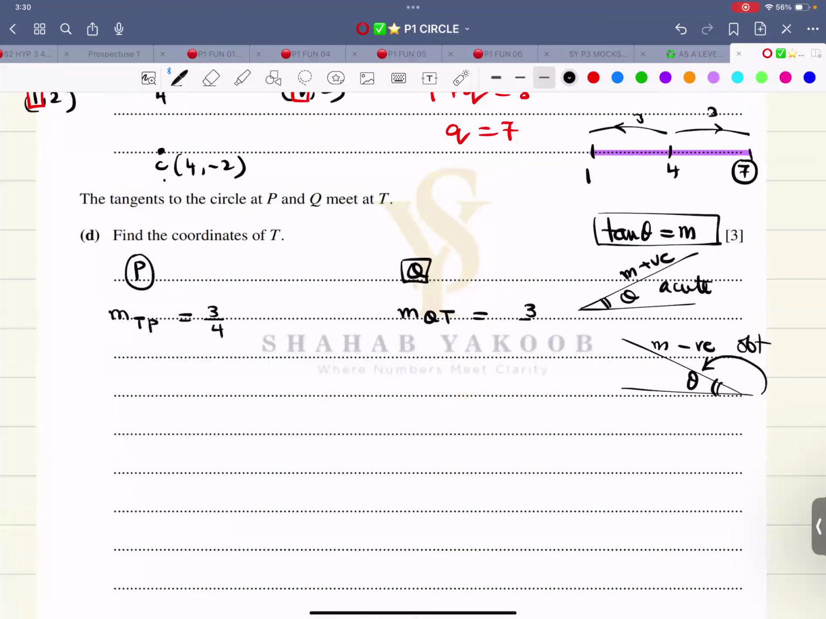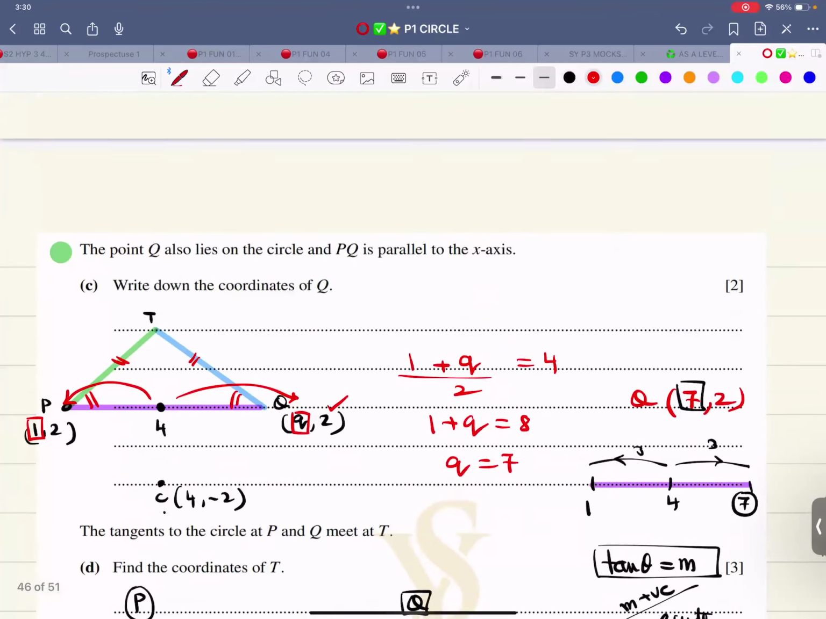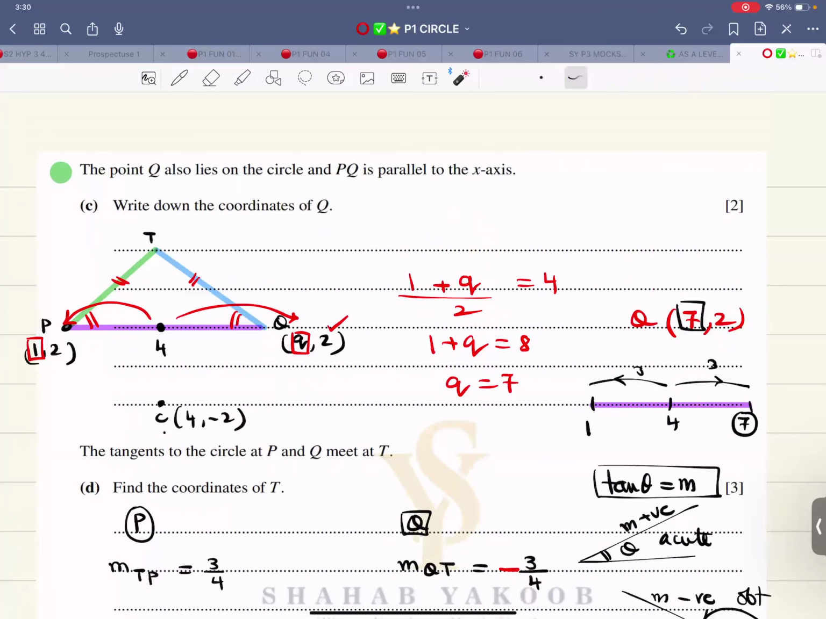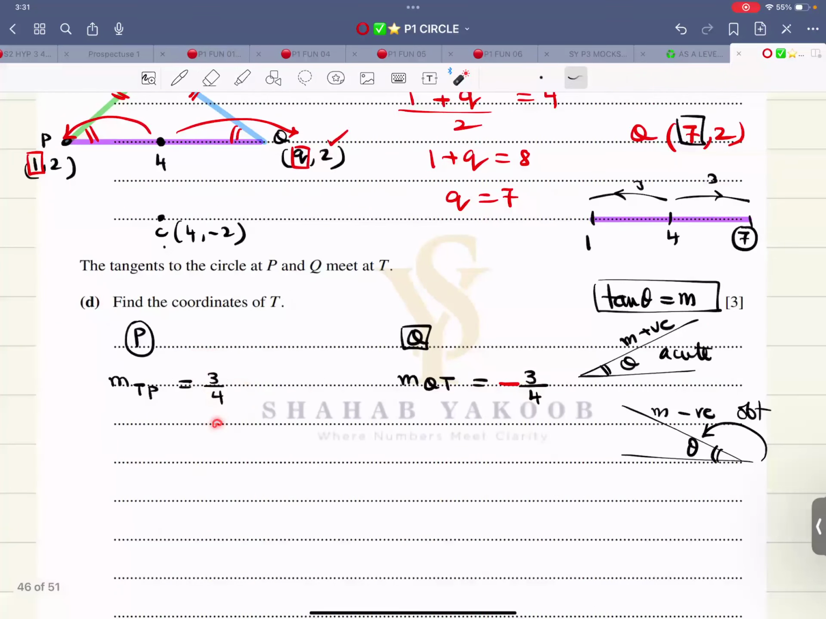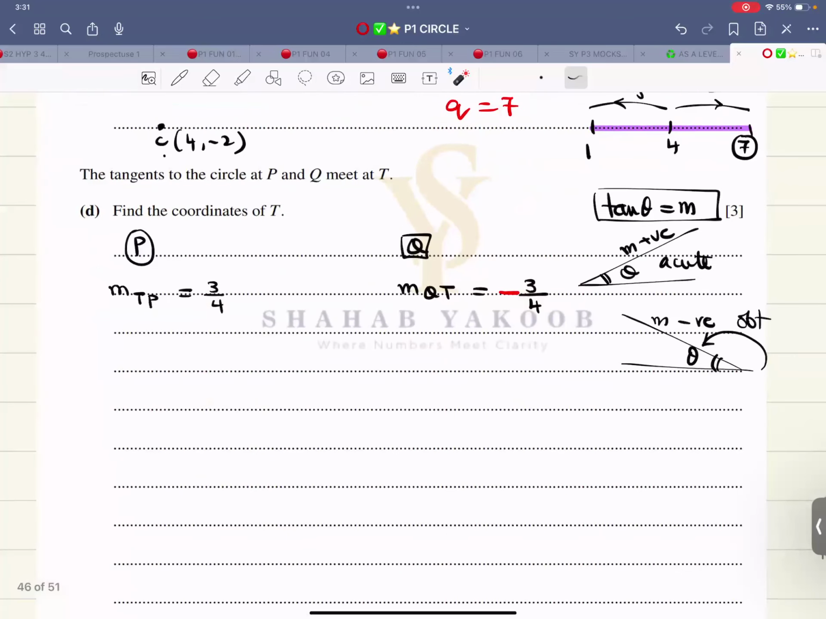That means this is also 3/4, but with a negative sign, because we can see with our own eyes, provided the diagram is a realistic diagram. That is why realistic diagram is necessary. This is 1, 2. This is 4, minus 2. This is Q. This line is going like this, positive slope. This line is going down, negative slope. The isosceles, the angle value, the gradient value is the same. This is positive. This is negative. The coordinates of Q is how much? The coordinates of Q is 7, 2.